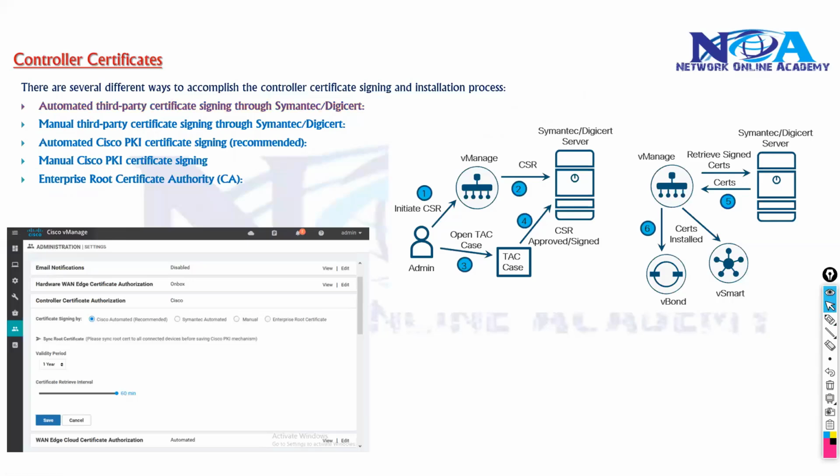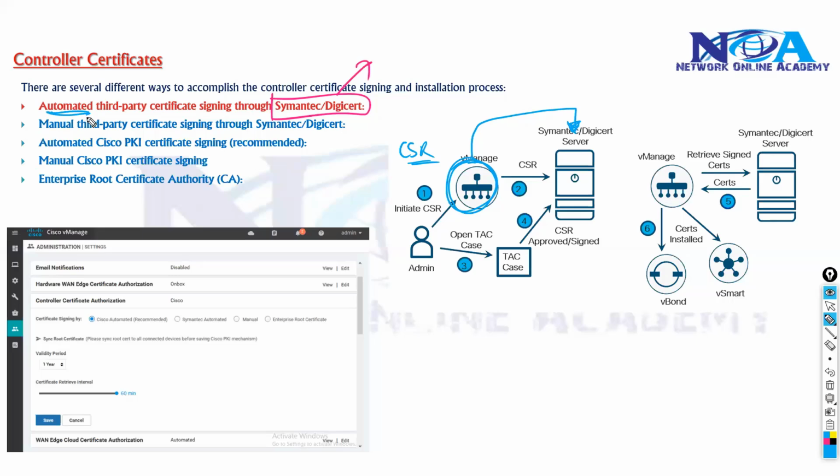So let's quickly see them one by one. I'll start with the first one, using Symantec. If I'm using this option, there will be a CSR generated for each controller. Let's say this is my vManage. The process remains the same for vManage or the other controllers, vBond or vSmart. So this vManage is going to generate and initiate the CSR, which is the certificate signing request. And it is going to automatically send it to the Symantec DigiCert server. So this is an automated process.